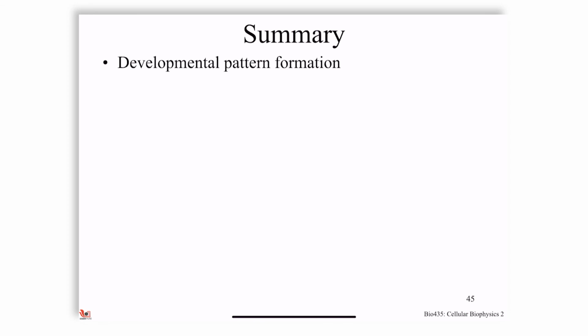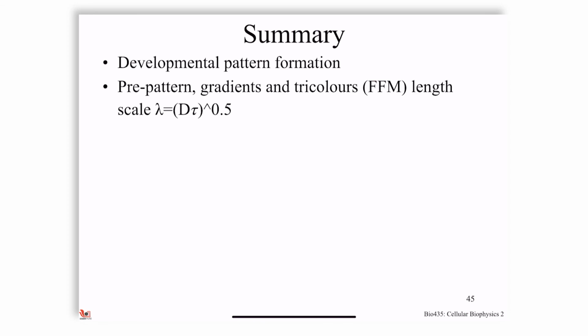So to summarize, we talked about developmental pattern formation. We said pre-pattern gradients and tricolors, that is the French flag model, predicts the length scale of a diffusion and degradation model with a lambda of the square root of D tau. But the scaling and robustness suggests that there's more going on, and that if you then further include the role of nuclear localization of these proteins, you can probably predict the length scaling across species. And so it's a modified French flag model, and in fact, certainly going beyond and above what Lewis Wolpert thought of initially.